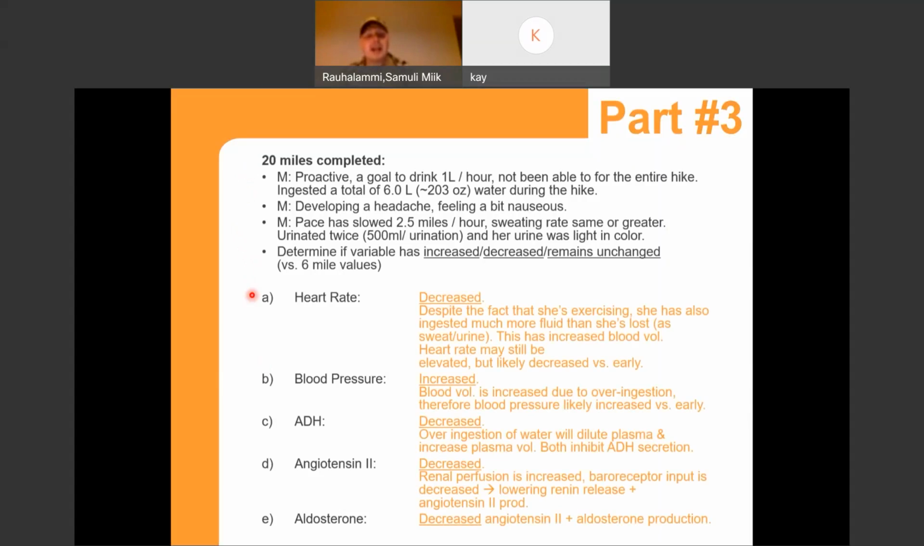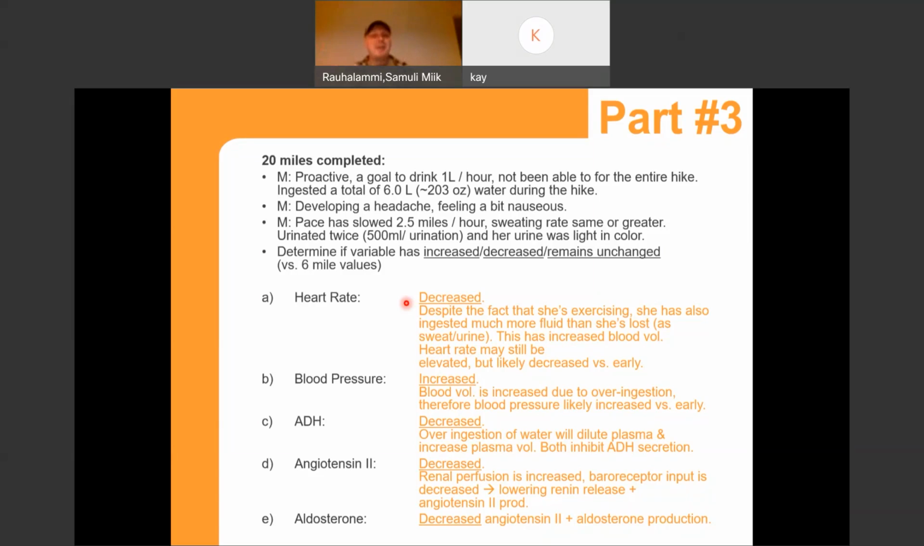Maria's heart rate has likely decreased. Even though she's exercising, which should be bringing up the heart rate, she has now taken in so much fluid, so much more than what she's losing, that her total blood volume is up. Her heart rate might still be up, but it's not up a lot. So it has gotten down from what it was before.